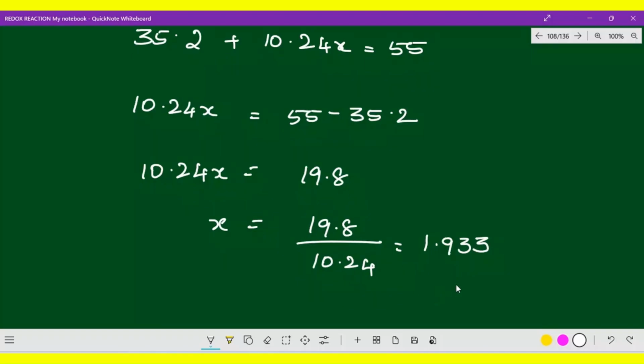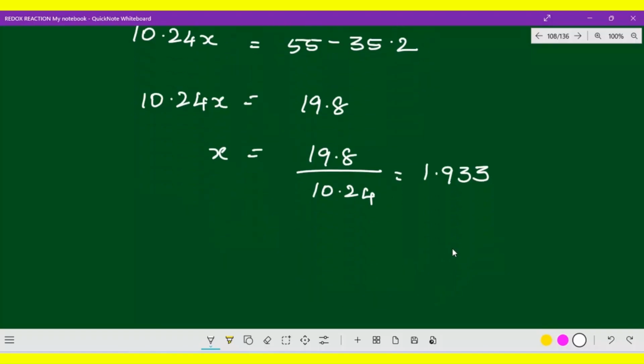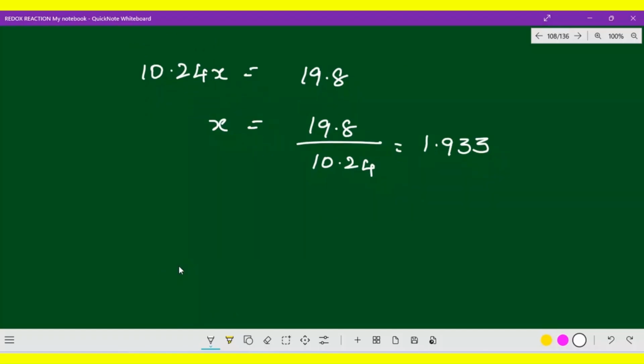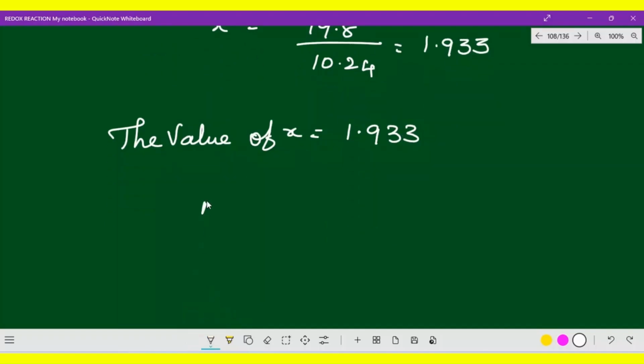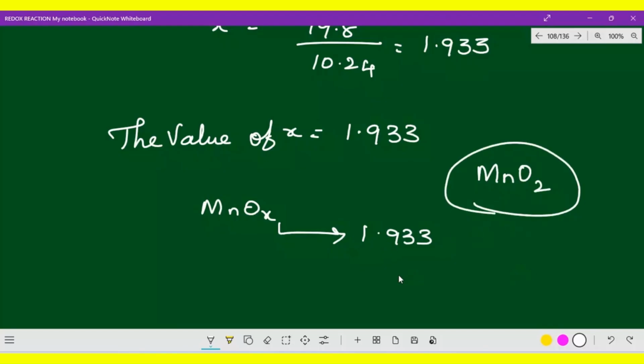So this is not a whole number ratio. That is what I just mentioned: non-stoichiometric form means it is deviating from a whole number ratio, that means it is in decimal form. So we have to convert it into a whole number ratio. That is the reason. The atomic mass of manganese is 55 and the atomic mass of oxygen is 16. The value of X equals 1.933, so in MnOx, the X value is 1.933. So we can write MnO2 because we can convert it. MnO2 is the correct format.